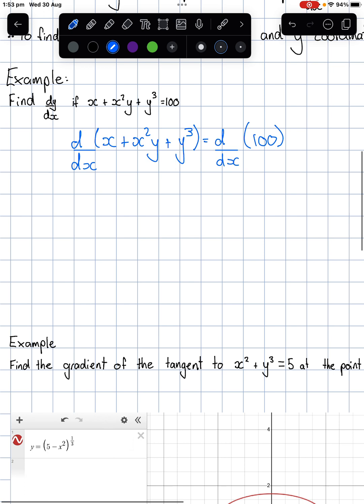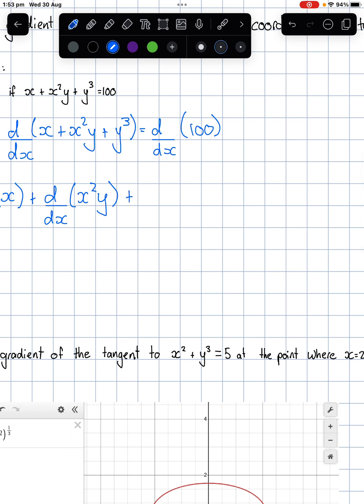Okay, so let's break this into parts now. So we've got d dx, and our first one is just of x. Our next one is going to be the derivative with respect to x of x squared times y. Then we've got plus d dx of y cubed, and this is going to equal, the derivative of a constant with respect to x is always going to be 0, so we can put that as a 0 now.